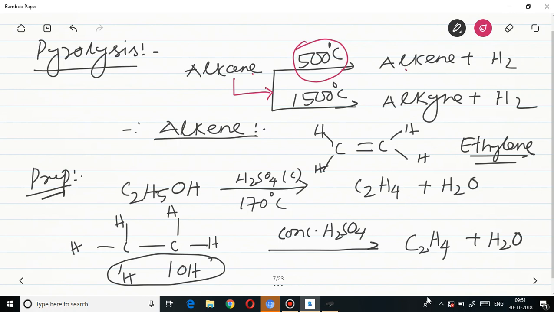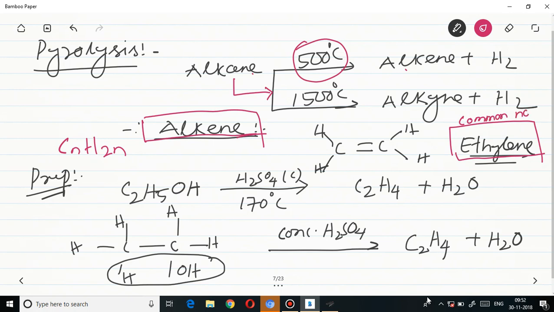Simple. So we'll go to the next compound known as alkene. You know, alkene has got a general formula of what? CnH2n. So there will be a double bond. So this compound is known as ethene, and the common name is what? Ethylene. This is the general formula. So IUPAC name is ethene.